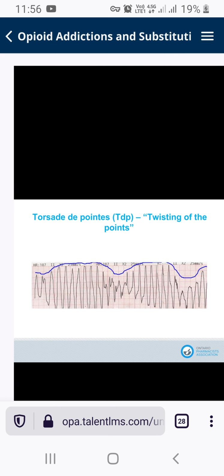So this is called torsade de pointes, literally meaning twisting of the points, and this can be a fatal arrhythmia for people to have. And this is from prolonged QT, and again associated with methadone and associated with other things that we'll see on other slides.